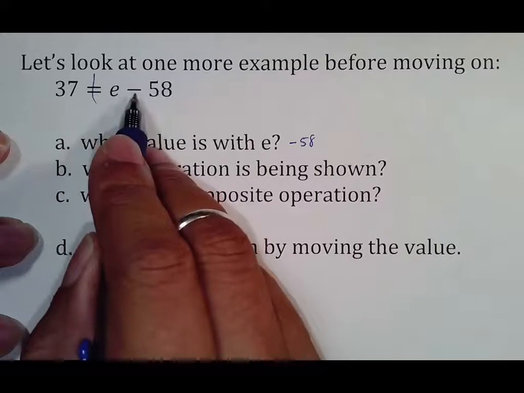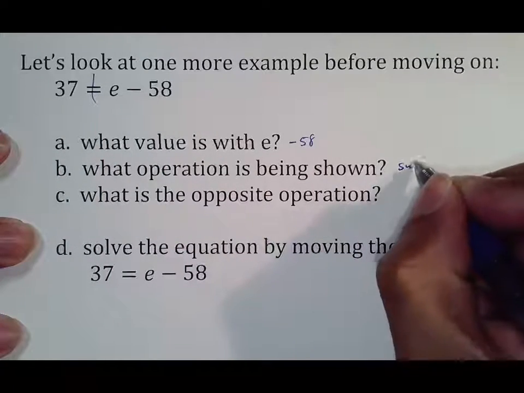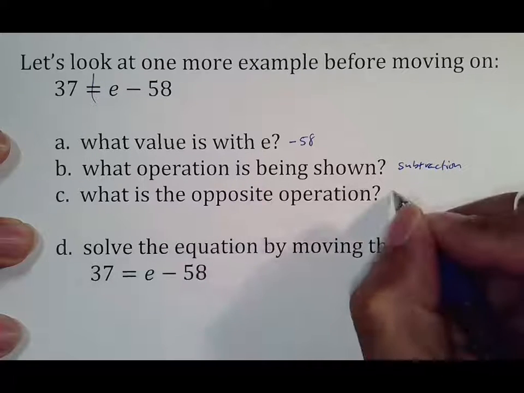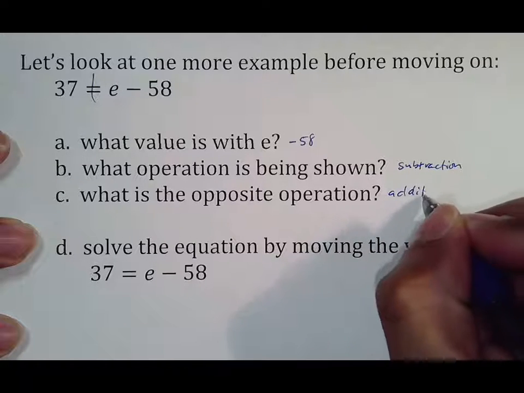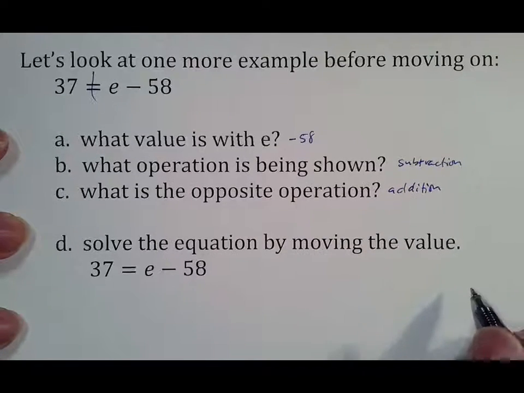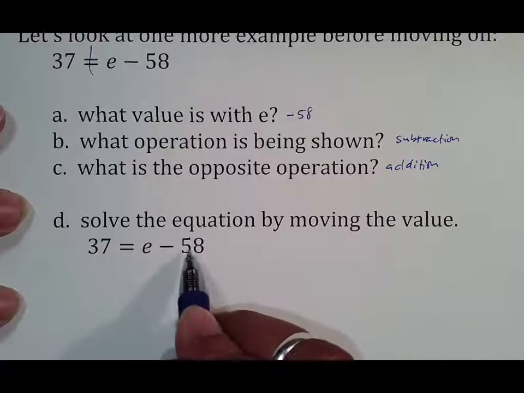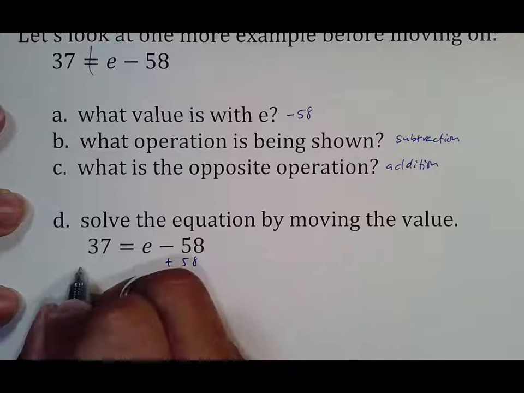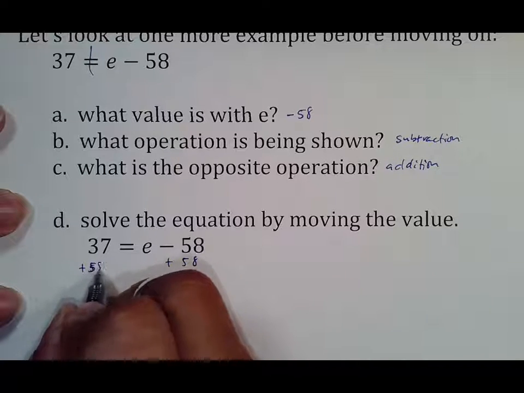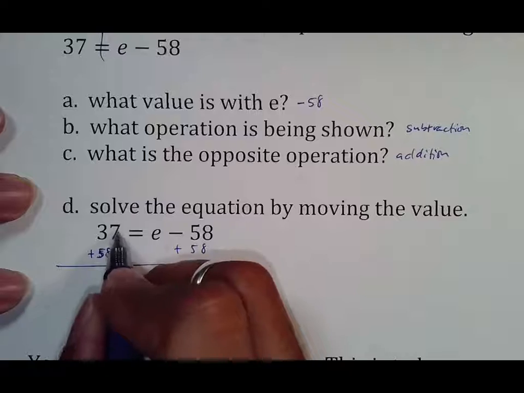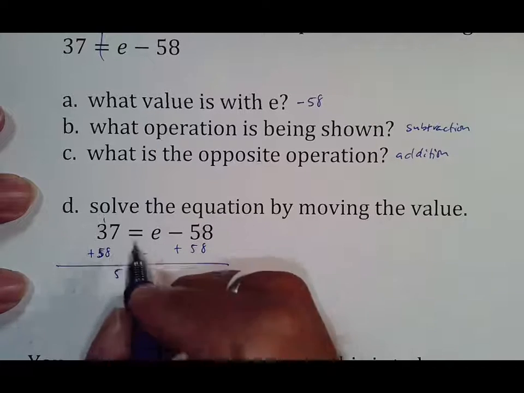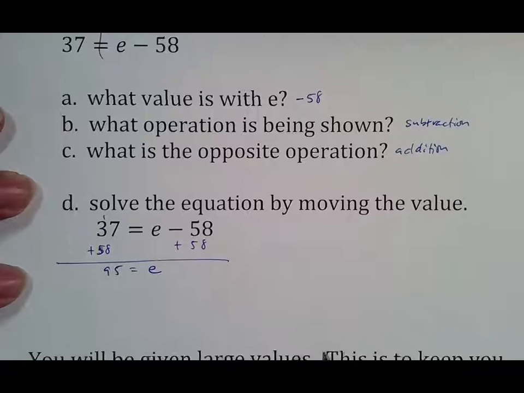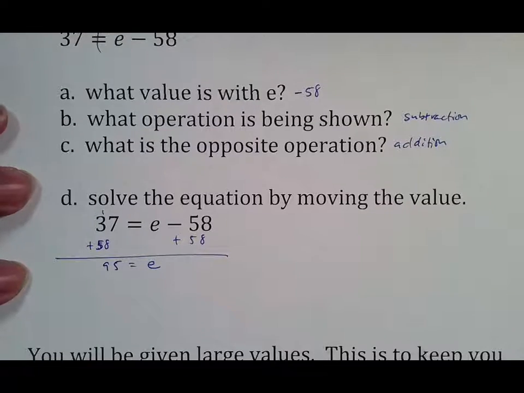What operation is being shown? If that's a negative 58, it is subtraction. And the opposite of subtraction is addition. And so when you want to move this negative 58 away from e, you will need to use a plus 58 or a positive 58, which is its opposite. When you go to add those up, 7 and 8 make 15, carry the 1, 3, 4, and 5 make 9. And there would be your answer there for that problem.